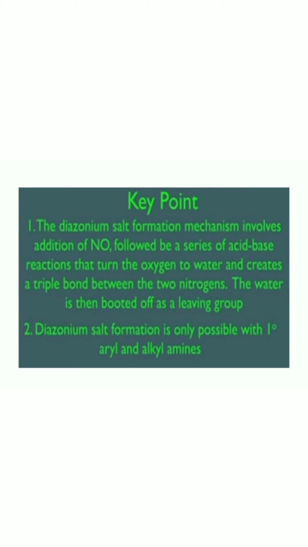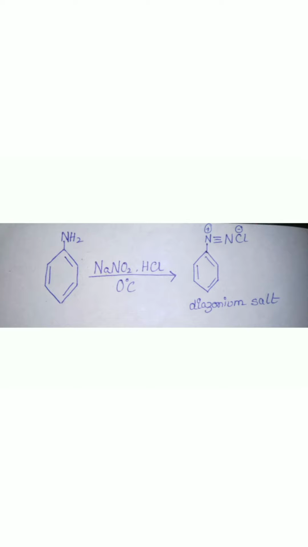Diazonium salt formation is only possible with primary aryl or alkyl amines. So here is a normal reaction. Aniline is taken with NaNO2, and HCl is added at 0 degrees centigrade, and the corresponding diazonium salt is prepared. So we will focus on the mechanism of the reaction.